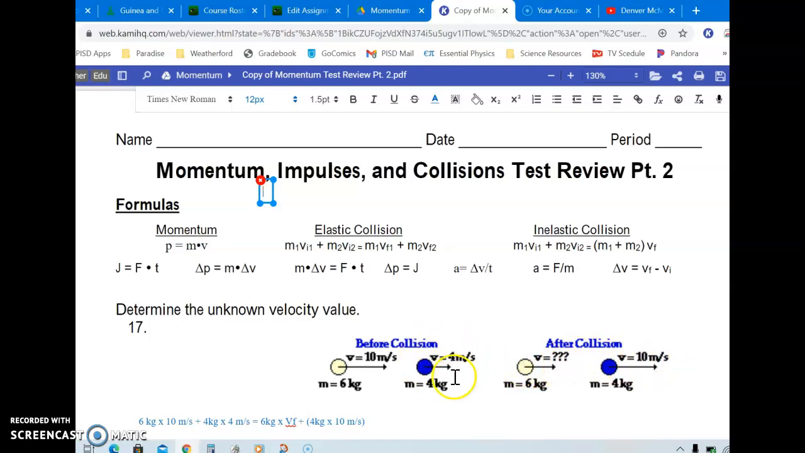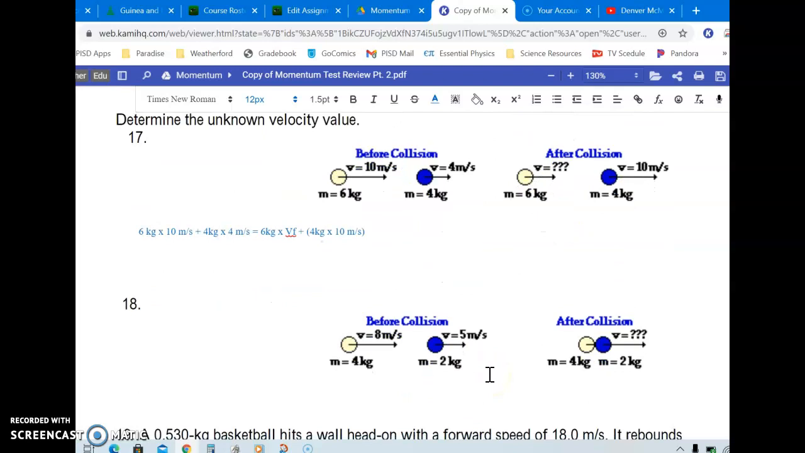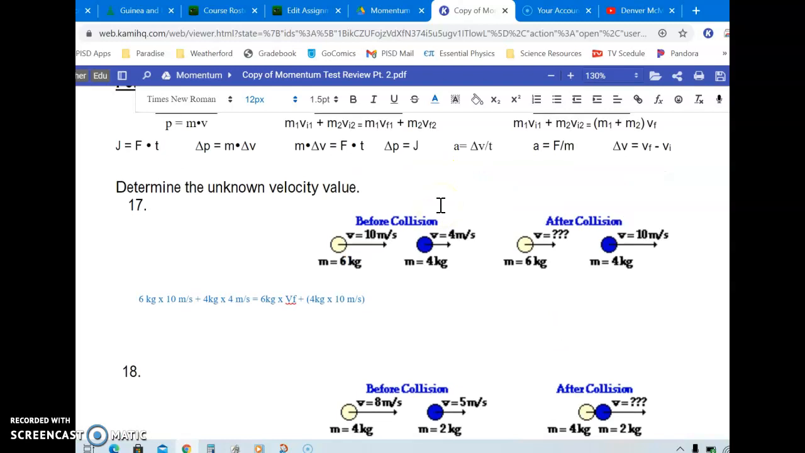Now, one thing you have to watch out for: you do not have any on this problem. All of these are going to the right, which means there are positive numbers. But on some of these questions later on this worksheet and on the test, they may have some going the opposite direction. Remember, anytime it's going the opposite direction to the left, it is going to be a negative velocity. Not a negative mass. You can't have a negative mass, but you can have a negative velocity.